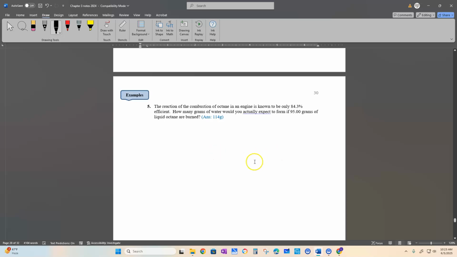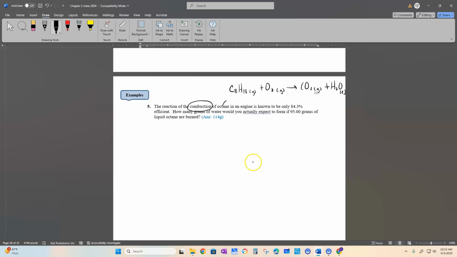Number 5, the reaction of the combustion of octane. Remember, octane means 8 carbons. So C8, you take the carbon times 2, add 2, so we have C8H18, and it says combustion, and then CO2 and water. I'm assuming water's a liquid unless they tell me otherwise. You know we're going to need a balanced equation, so let's go ahead and get this balanced.